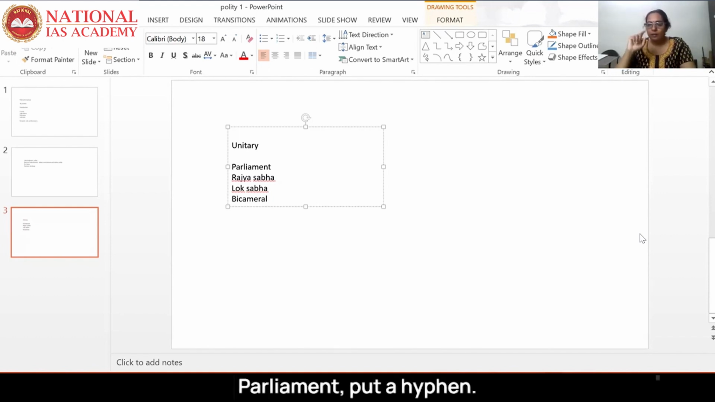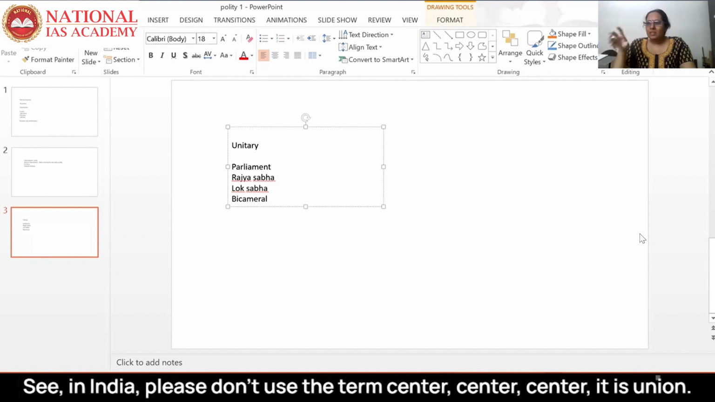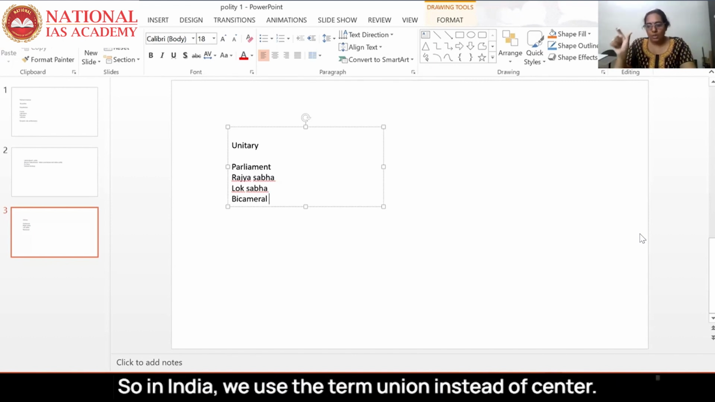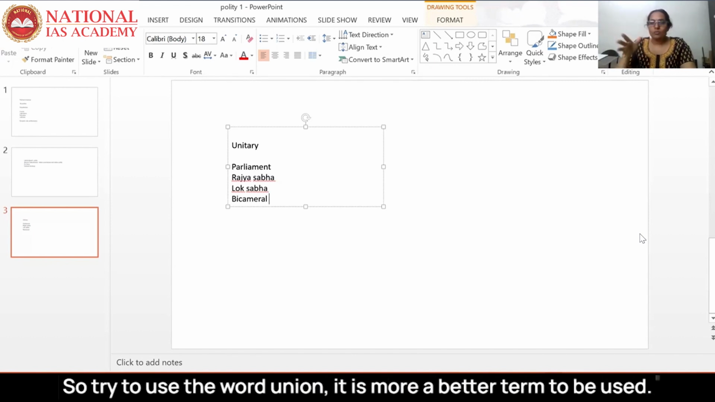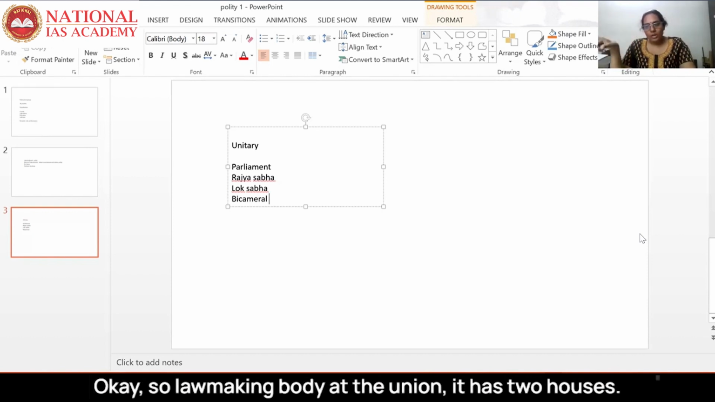Parliament, put a hyphen. Law-making body at union. See, in India, please don't use the term center, center, center. It is union. In India, we use the term union instead of center. So try to use the word union. It is a better term to be used. So, law-making body at the union.